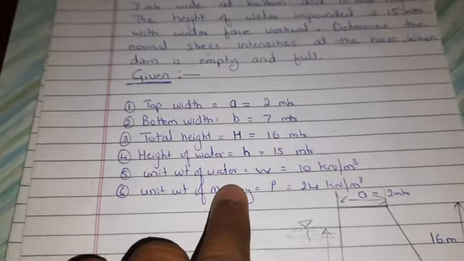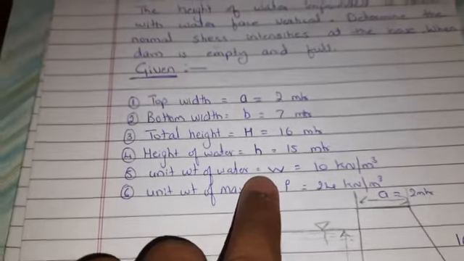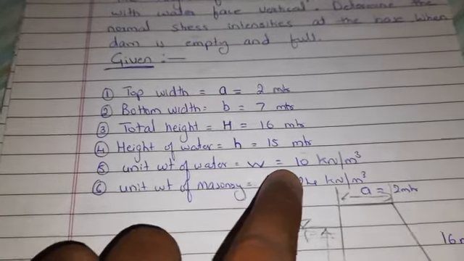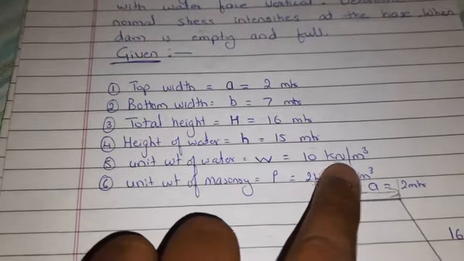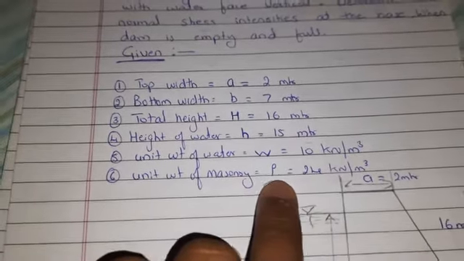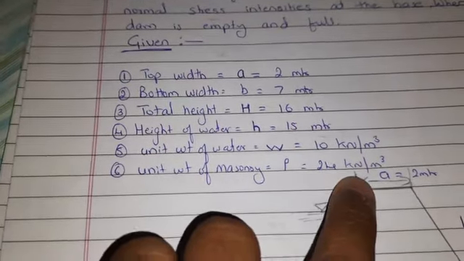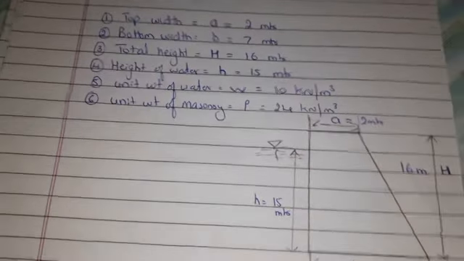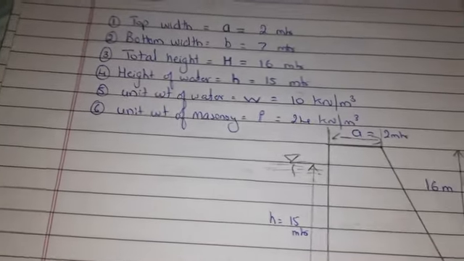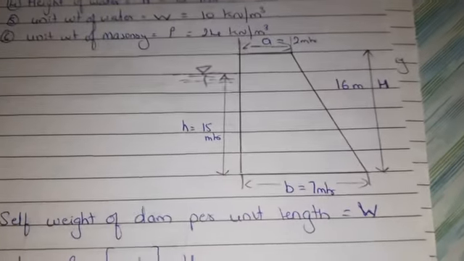Then the unit weight of water and unit weight of masonry are given. Here in this problem, the unit weight of water, small w, is given as 10 kilonewton per meter cube, and unit weight of masonry, rho, is given as 24 kilonewton per meter cube. After writing down the given details, the first step is we have to draw a diagram.